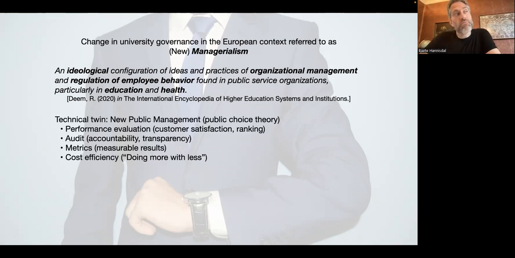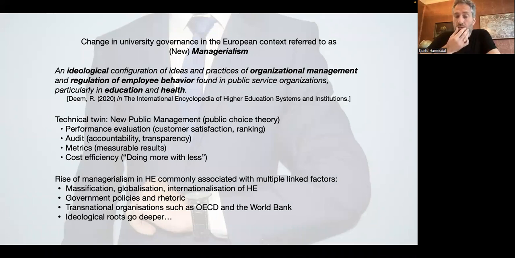Now, it has a technical twin, which we know as new public management, which is more closely associated with public choice theory. And here are some of the hallmarks of this, which we can recognize. So there's a focus on performance evaluation, right? So customer satisfaction, ranking of university is something that is very at the forefront. There is audit. There needs to be accountability and transparency, and the use of metrics. So there has to be measurable results. And the goal, of course, is cost efficiency, so doing more with less.